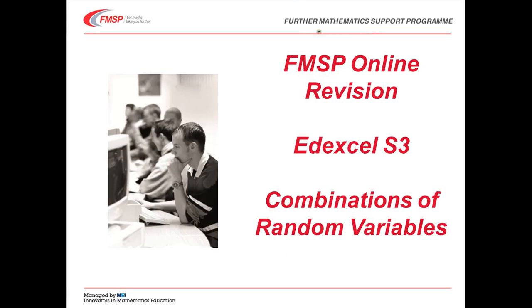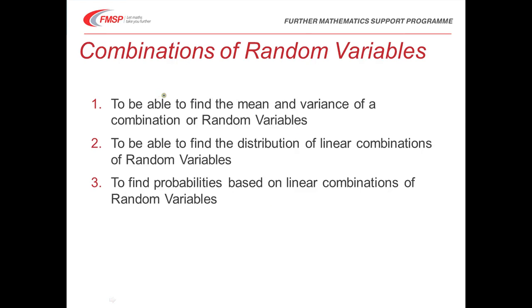So welcome to the Further Math Support Programme online revision session for Edexcel S3, and in this session we're going to be looking at how we combine random variables. So we need to be able to find the mean and the variance of a combination, and when we talk about combination we are really meaning a linear combination of random variables, and invariably we are using the normal distribution to do this because it's the simplest distribution to be able to combine.